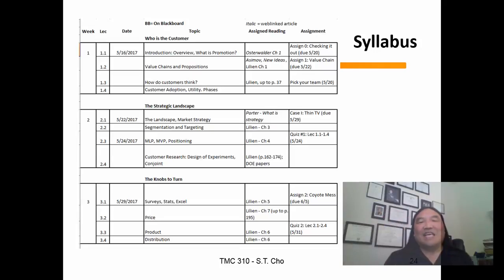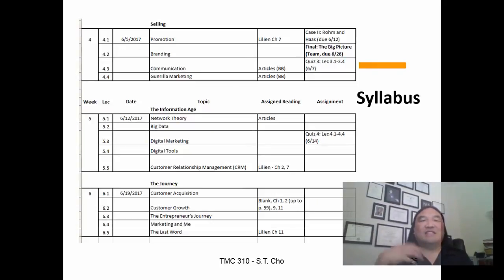Then there are the knobs to turn. And what that refers to is in marketing, okay, what is it that I actually can do that will affect the outcome? And so now we're getting to things like price, product features, that sort of thing. Then we get into selling. This is the part where most of you probably thought this class was about. And for the most part, half of this class is about promotion. And so essentially, how do you go about promoting your product?